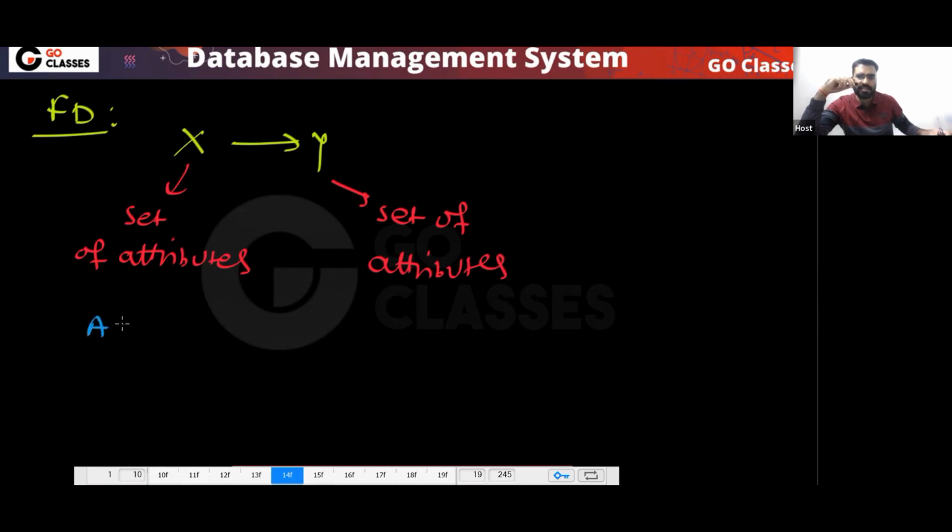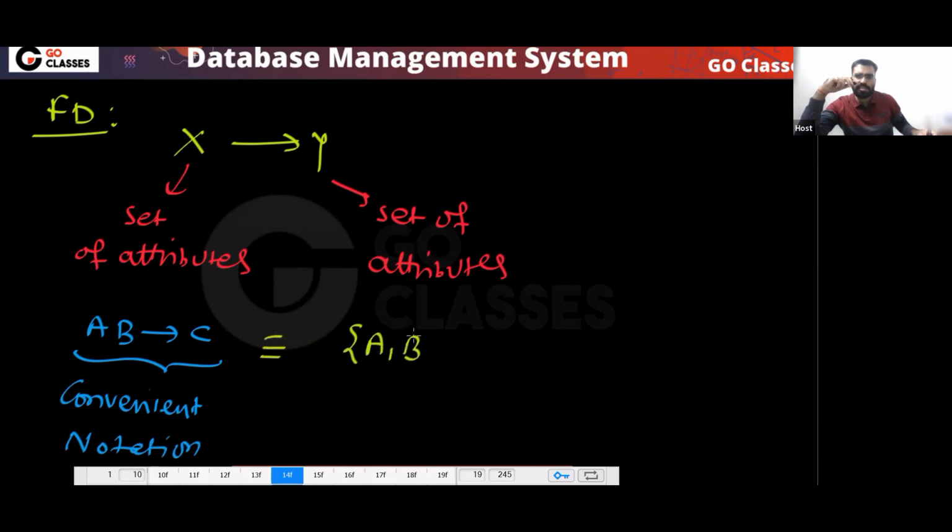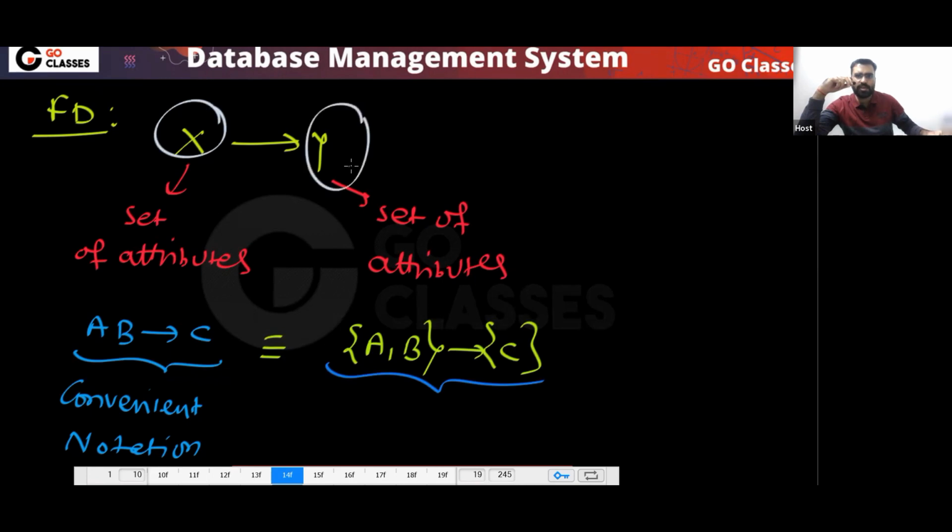For example, when I say AB determines C, this is just a convenient notation. What does it actually mean? It actually means that the set of attributes A comma B determines the set of attributes C. Because X is a set of attributes and Y is a set of attributes, you can notice this is a set of attributes.